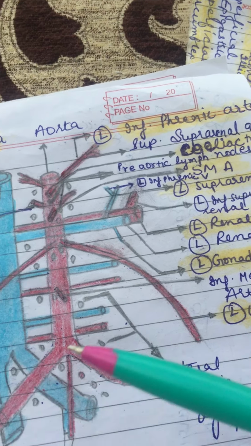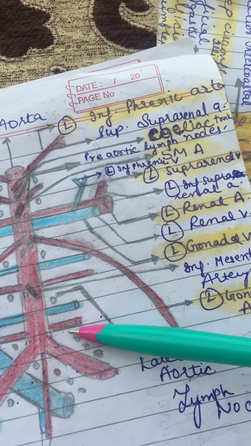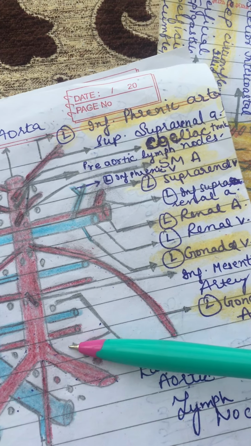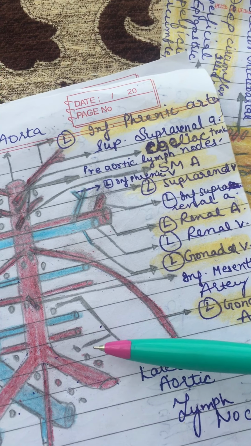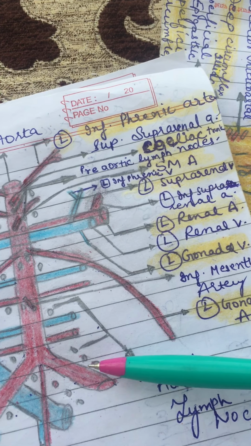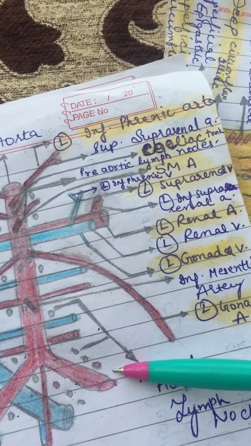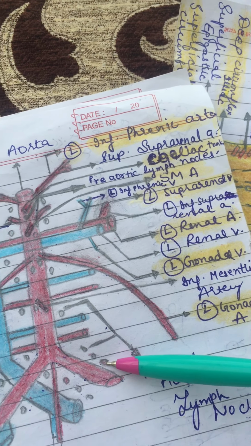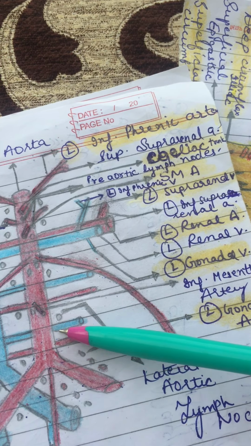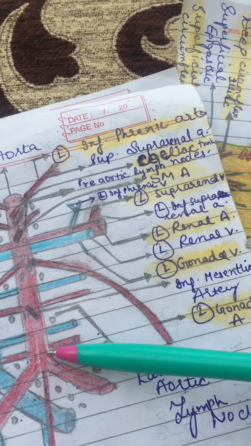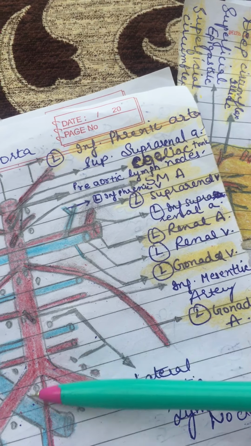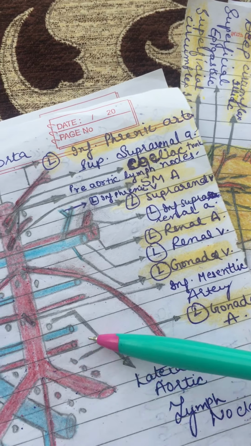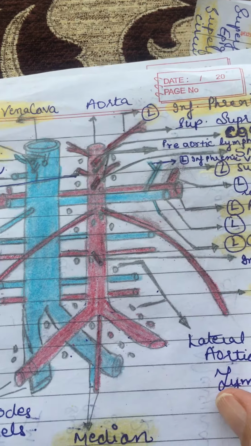Now, terminal, that is common iliac arteries. These are the terminal branches of the abdominal aorta, beginning in front of L4 vertebra, about 1.25 centimeter to the left of median plane. On each side, it passes downwards and laterally, and ends in front of the sacroiliac joint at the level of lumbosacral intervertebral disc, by dividing into internal and external iliac arteries, right?